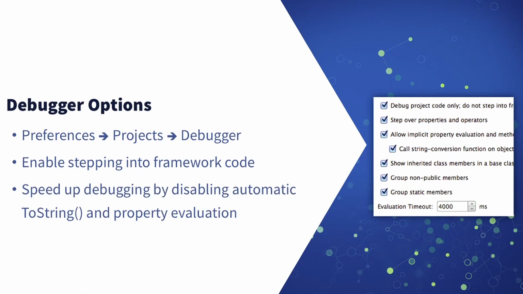You can also speed up debugging. Debugging on devices can sometimes be fairly slow because whenever you stop, it has to evaluate all the properties, call toString on all the variables to display them correctly. If you turn that off, it can be faster on device, and then you get a little spinner by each variable that lets you evaluate it explicitly.